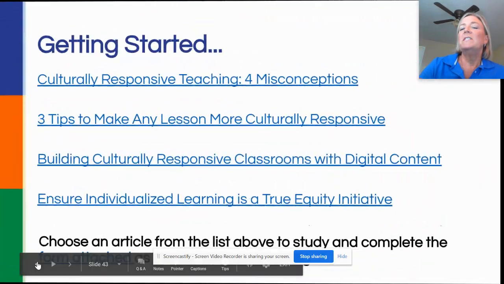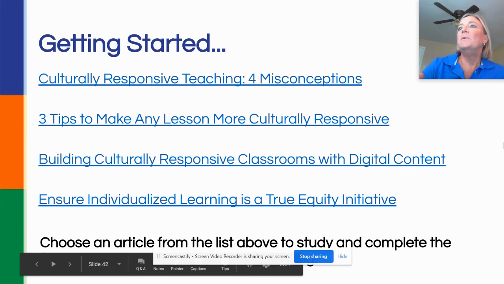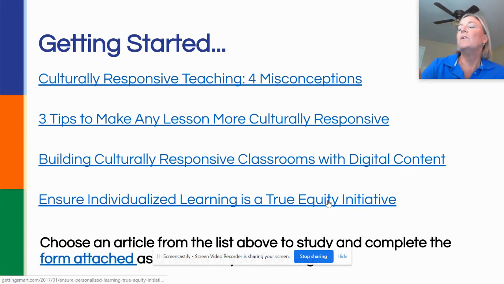Once you have returned to slide number 42 in your Google Slides, you will have 4 active links to 4 different articles. Choose one only and complete the attached Google form. And once you've submitted that, you will receive credit for your time that you spent with me today in culturally responsive teaching.